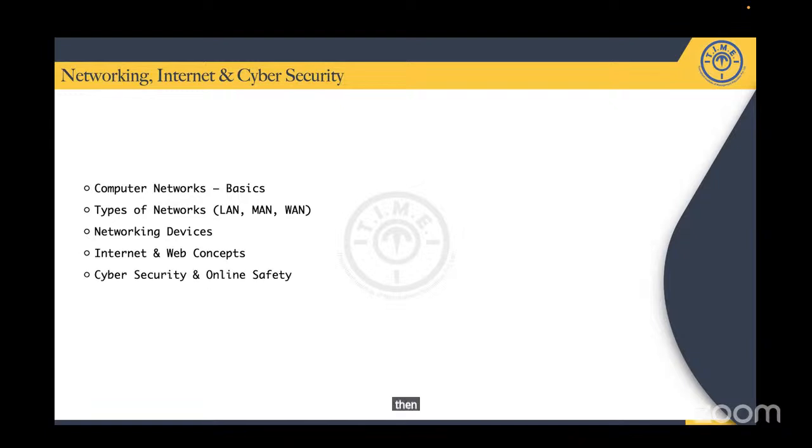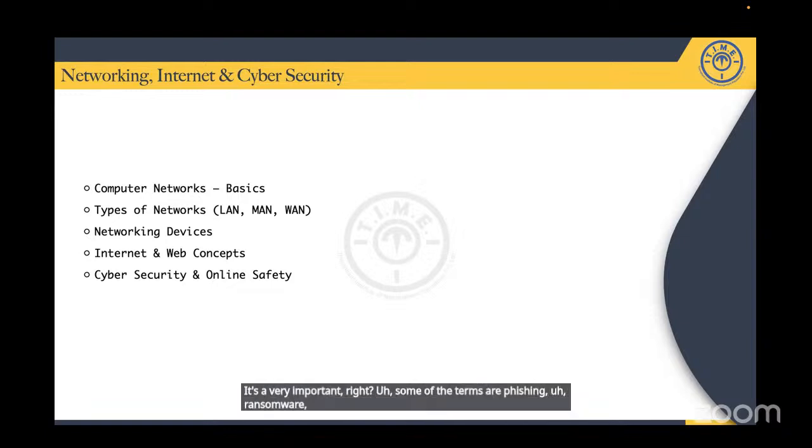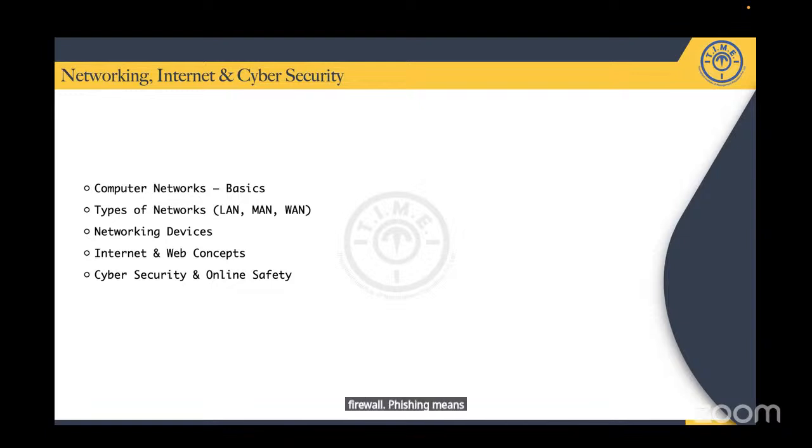Then cybersecurity, it's very important, right? Some of the terms are phishing, ransomware, and firewall. Phishing means tricking users to steal data. Ransomware means encrypting files and demanding money. Firewall means blocking unauthorized access. So these are all the terms.